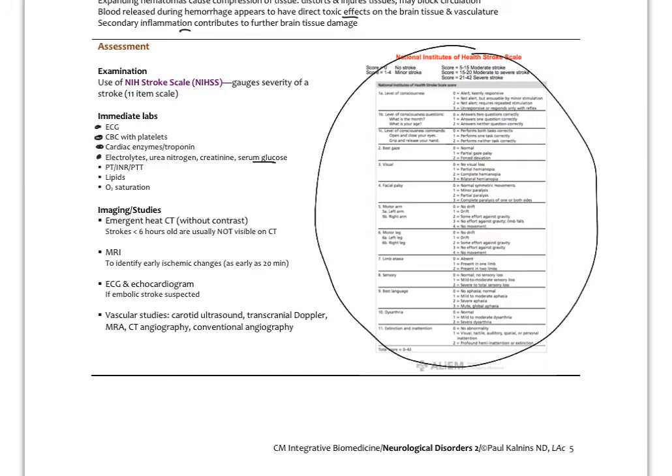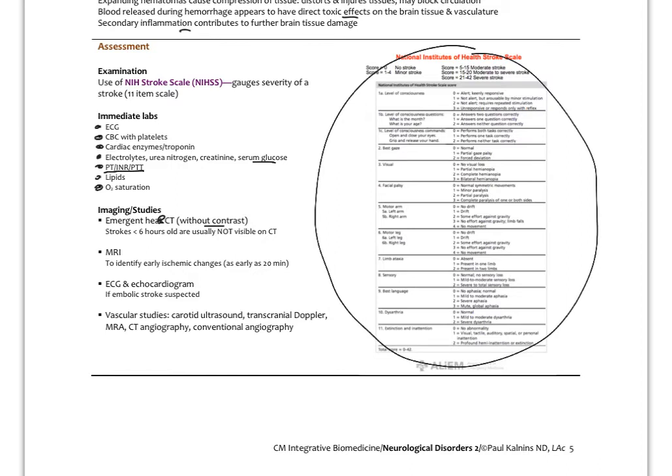And then PT-INR, PTT, this checks your coagulation time. So make sure a person is not over-coagulated, so they're not hypercoagulable, and that leads to increased risk of thrombosis. Checking for lipids and then oxygen saturation. So these would all be labs that would be drawn there in the ER. And then the first thing that's usually done is an emergent head, not heat, but head CT without contrast.